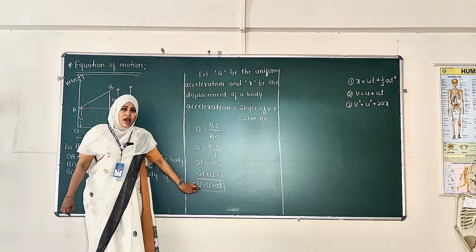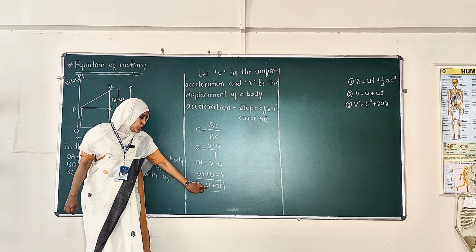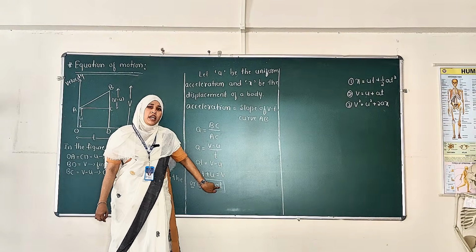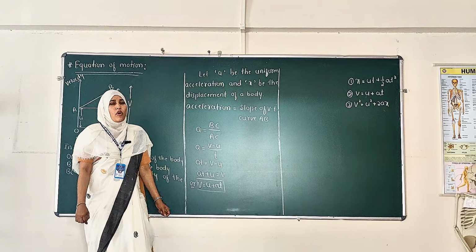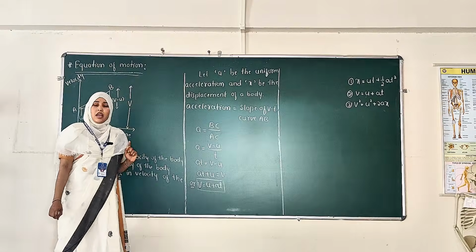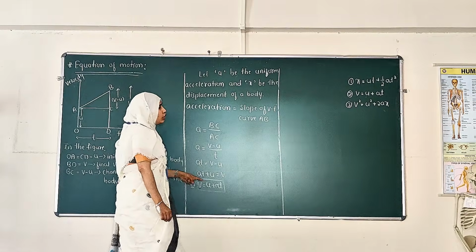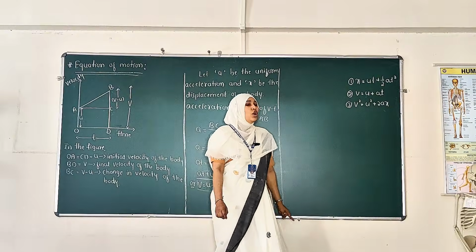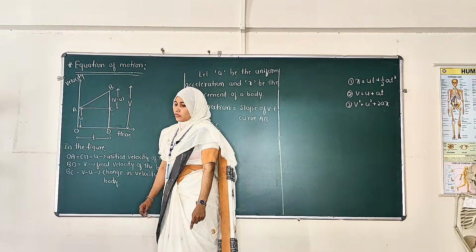Here v means the final velocity of the body, u means the initial velocity of the body, a means the acceleration of the body, and t means the time required for the body to cover the path AB. Then, we will derive the third equation, v square is equal to u square plus 2ax.